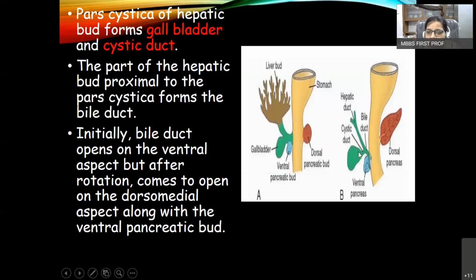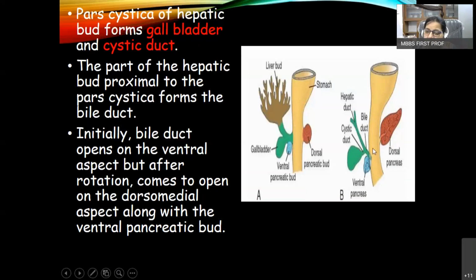Now, the part of the hepatic bud, before forming the liver, forms the bile duct that is responsible for the carriage of bile from the gallbladder. Via the cystic duct, it empties into the bile duct, and simultaneously there develop two more buds on the ventral as well as on the dorsal side of this developing gut. The ventral bud is responsible for the development of the ventral part of the pancreas, and the dorsal bud is responsible for the development of the dorsal part of the pancreas.